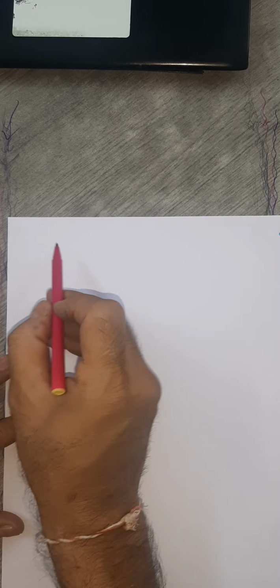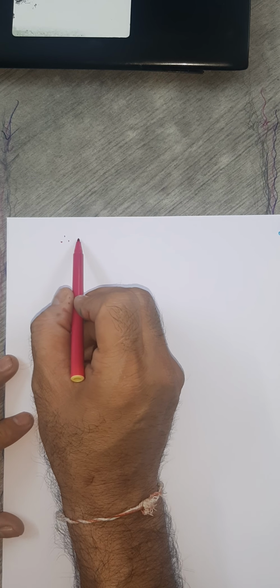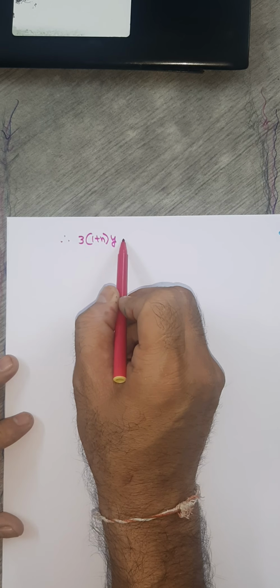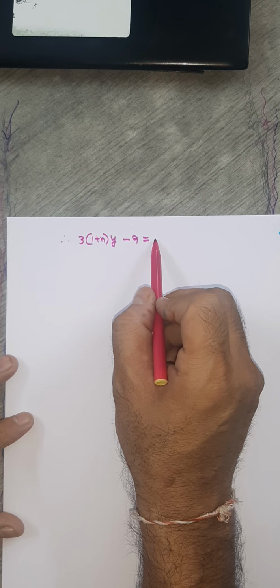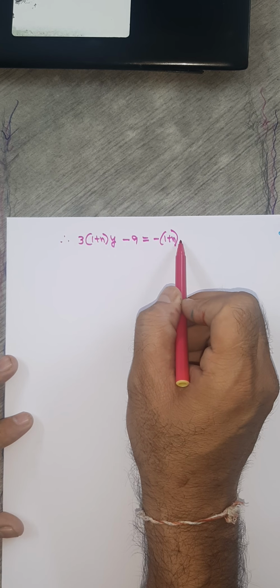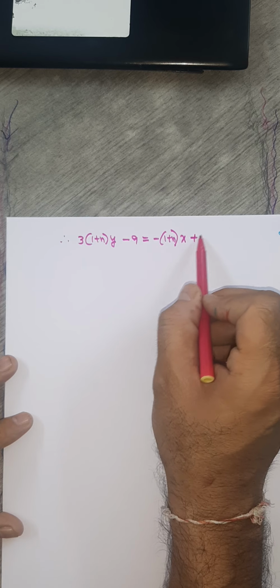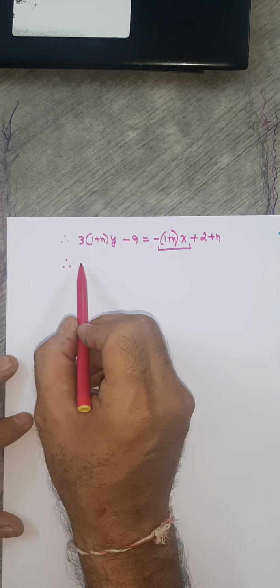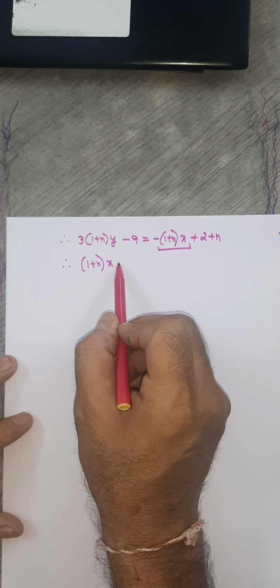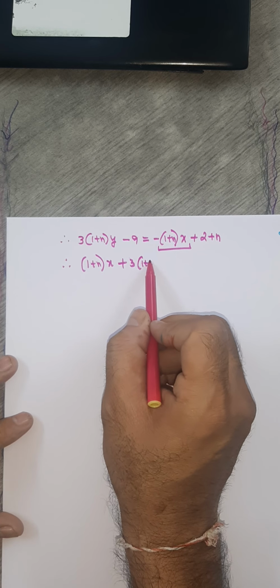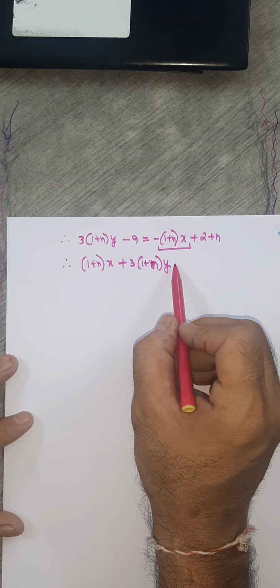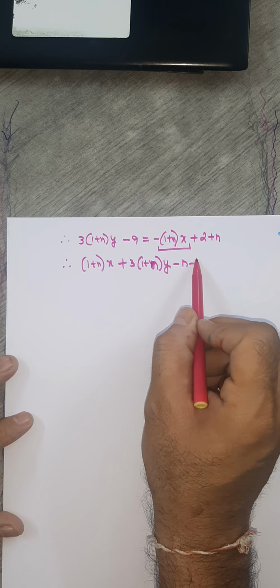So here the simplification would be: I'll open the bracket. So you will have 3 into (1 plus n) into (y minus 9). Here I'll open the bracket. So minus (1 plus n) into x, and you have plus (2 plus n). Okay, so I'll take this term over here. So (1 plus n) into x, this one as it is, 3 into (1 plus y), (1 plus n) into y, and I'll take this expression over here. So minus n minus 11 equals to 0.